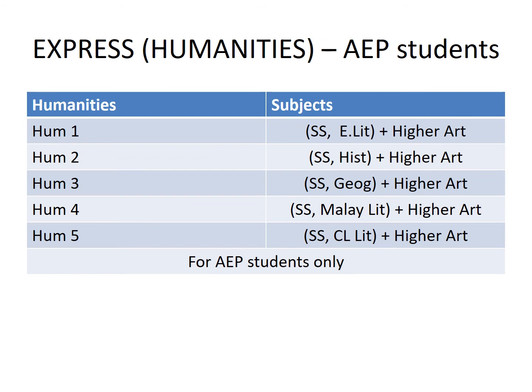For our AEP students, these are the 5 options that you can choose from. As it is compulsory for you to study higher art at Sec 3, it will replace one of the full humanities subjects, and you have the option to choose social studies and another elective.